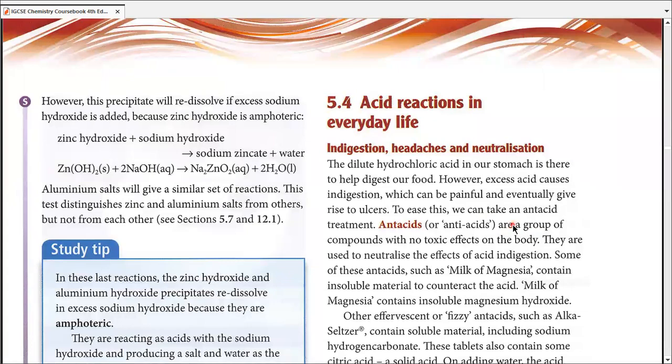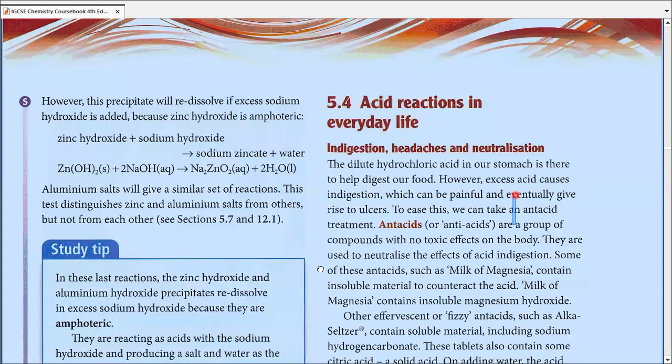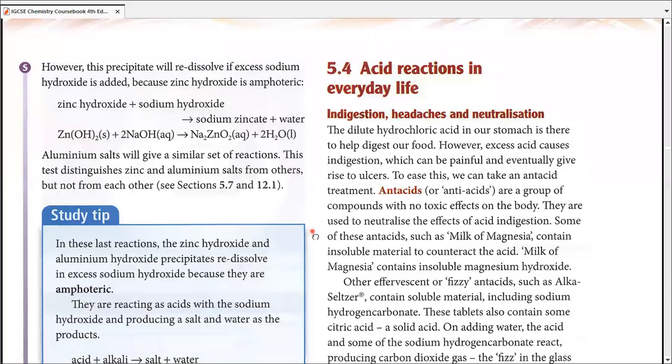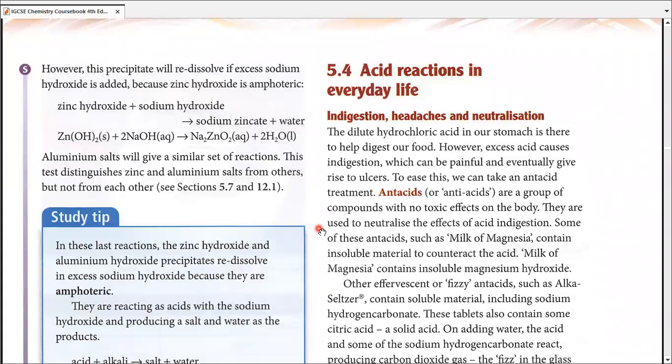Chapter 5, 5.4, acid reactions in daily life. These questions are not very important, but we do see an MCQ here or there from this part. This is mostly knowledge-based part. This is mostly memorization. Understanding has very little to do with a couple of these everyday life examples.